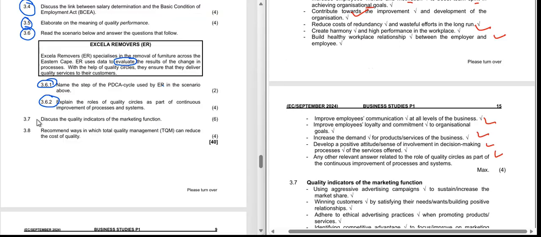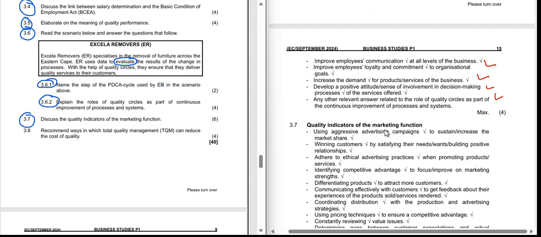3.7, discuss the quality indicators of marketing function. So in other words, they are saying, how do we see that the marketing function is doing their job correctly or is achieving their goals? How do we see if it's a good marketing, if it's being run properly?